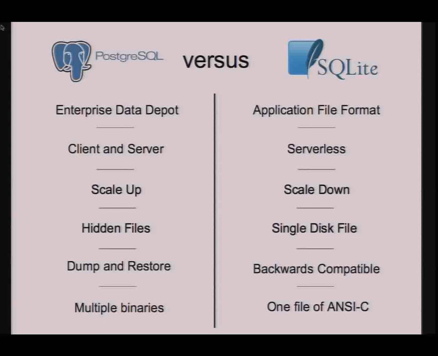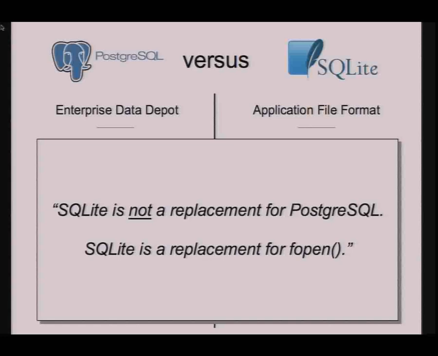And finally, with Postgres, you really have to have an installer because you've got all sorts of binaries going all over the place, whereas SQLite's a single file of ANSI-C that you link into your application. So those are the differences, and the key point of this is that SQLite is not a competitor with Postgres. SQLite is competing with fopen. Okay? It's complementary to Postgres. These two work in tandem with each other.